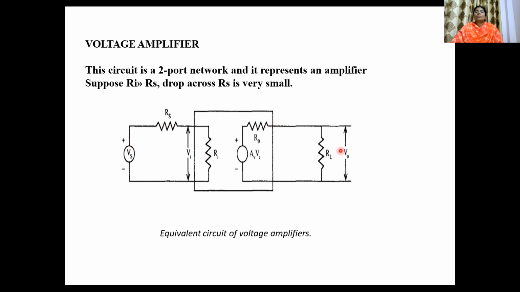What is the output? The output is V naught. The input is either Vi or Vs. So Av is equal to V naught by Vs. That is, the voltage gain of the amplifier is equal to the output voltage divided by the input voltage or the source voltage. It is nothing but a voltage amplifier. Then we'll go for the current amplifier. Any doubts in the voltage amplifier?